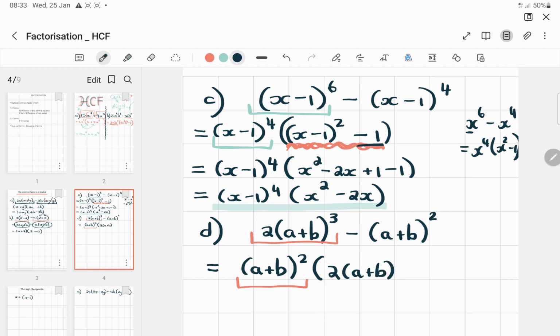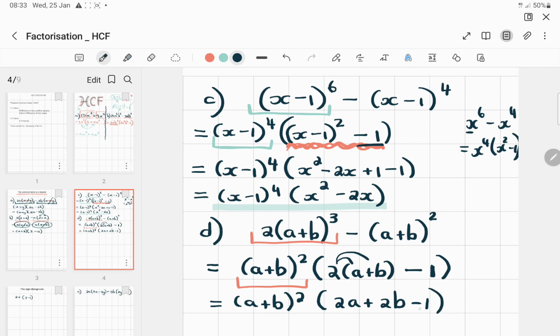We're going to clean it up just now. Minus (a + b)^2 divided by (a + b)^2 is, sorry, not nothing, it's 1. It's the same thing divided by the same thing, which gives you 1. And then we're just going to distribute and clean up our brackets. So it's (a + b)^2 times (2a + 2b − 1). There are no like terms to add or subtract further, so that would be your final answer.